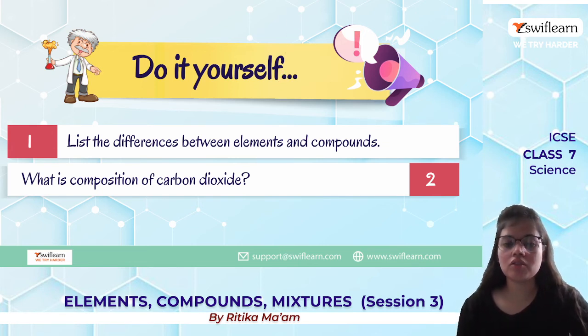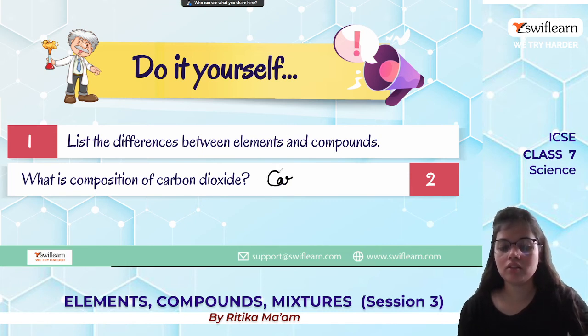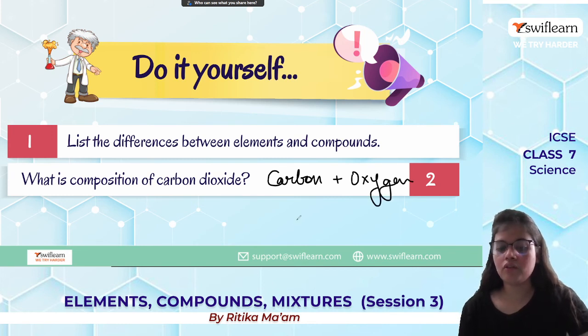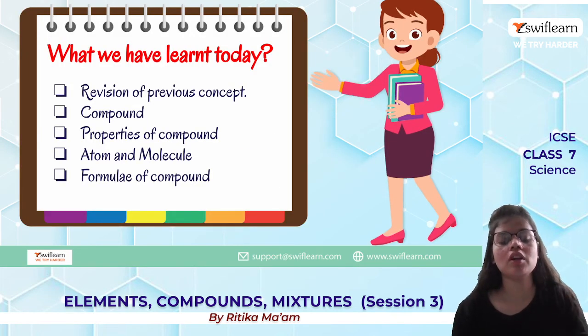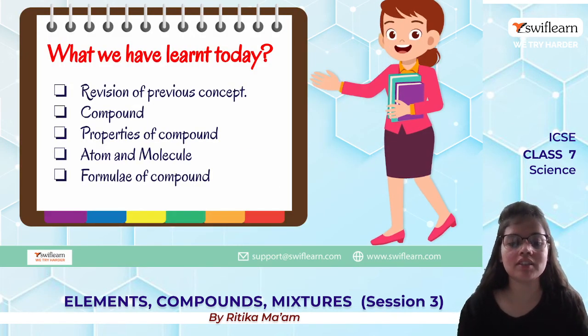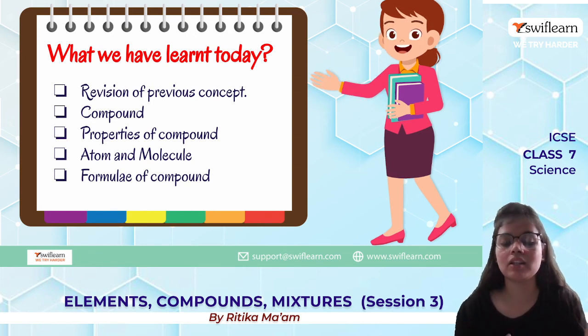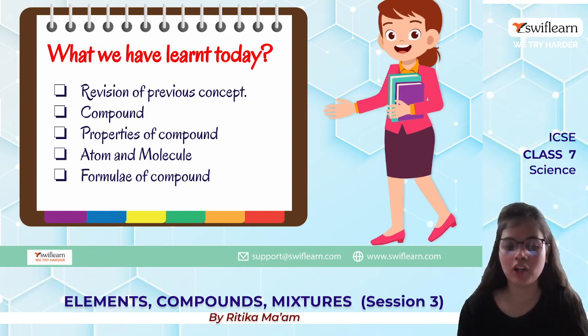What is the composition of carbon dioxide? Carbon dioxide is made up of carbon and oxygen, and the molecular formula becomes CO2: 1 atom of carbon, 2 atoms of oxygen. So today we have just had a revision of a previous concept. We learned about compounds, atoms, molecules, and how to write the formula of a compound.